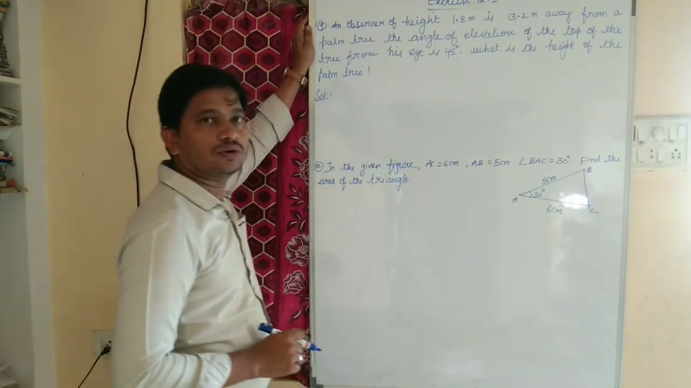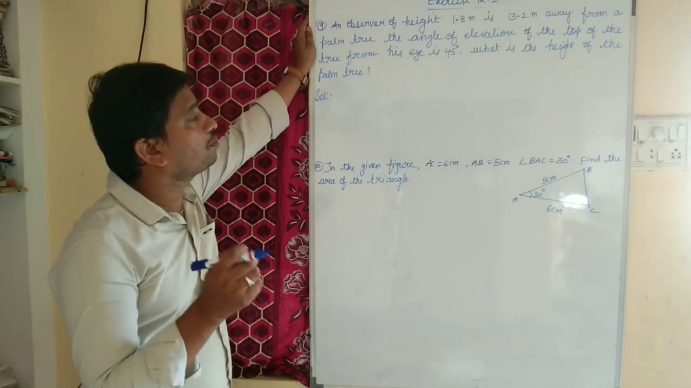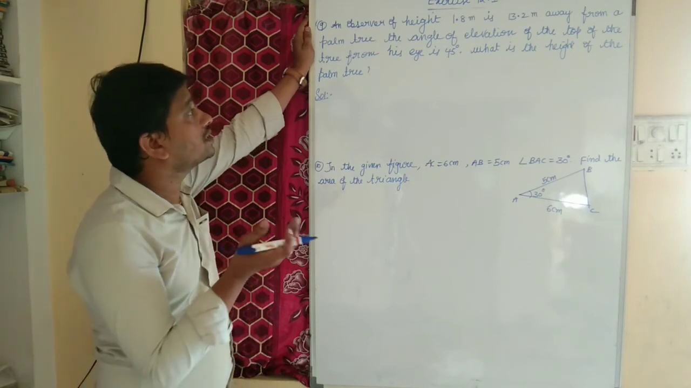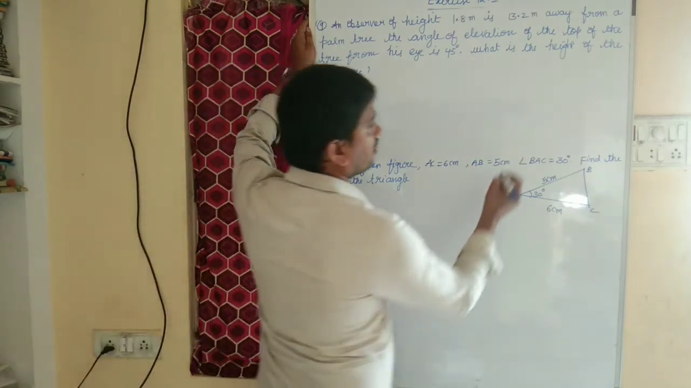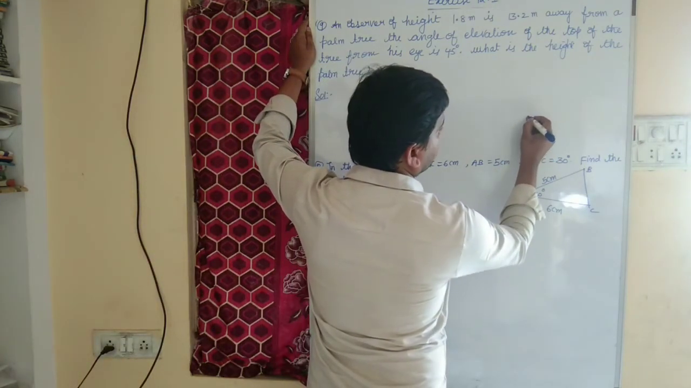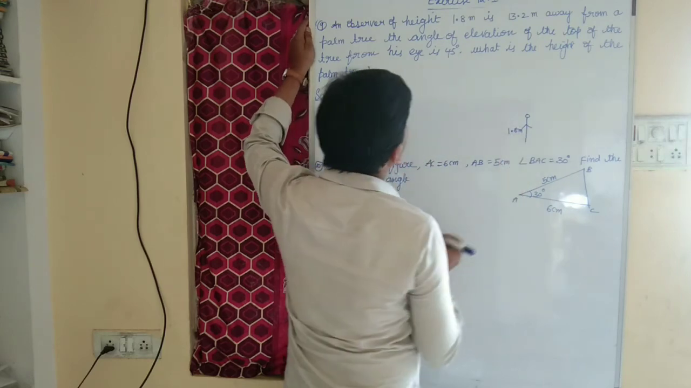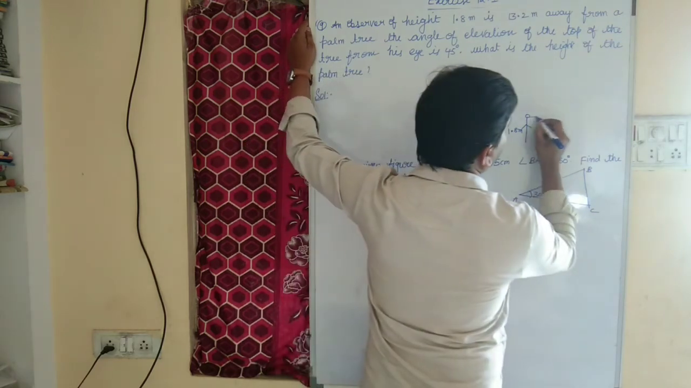Now coming to 9th question. An observer of height 1.8 meters is 13.2 meters away from a palm tree. What is the height of the observer? He is an observer whose height is 1.8 meters, and he is away from the palm tree.